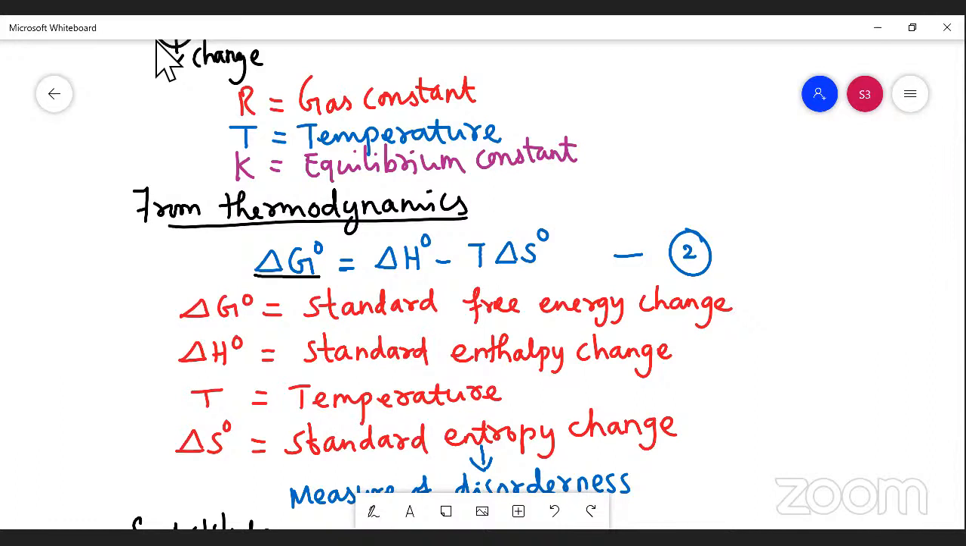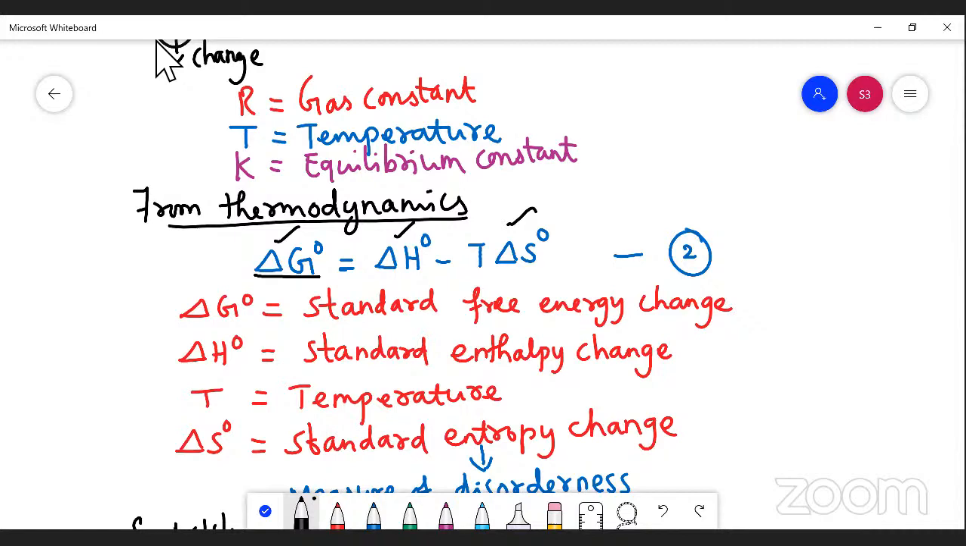Okay, I took one mathematical expression from thermodynamics that gives a relationship between del G naught, the standard free energy change, del H naught, the standard enthalpy change, and T del S naught. T is the temperature and del S naught is the standard entropy change.